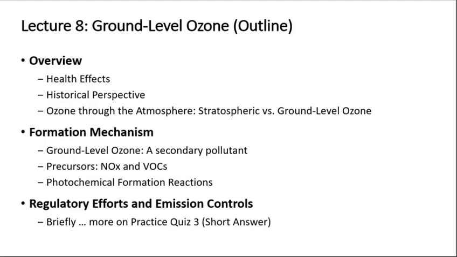We will then cover the formation processes of ground-level ozone. These involve a series of chemical reactions involving sunlight, termed photochemical reactions, which form ozone from precursor nitrogen oxide or NOx emissions and volatile organic compound or VOC emissions. NOx and VOCs were among pollutants covered in earlier lectures. We then present some efforts to control NOx and VOC emissions aimed at reducing concentrations in the future.